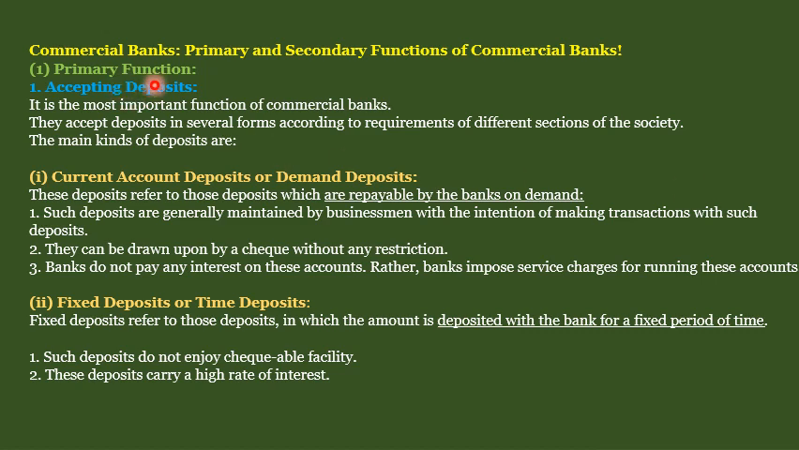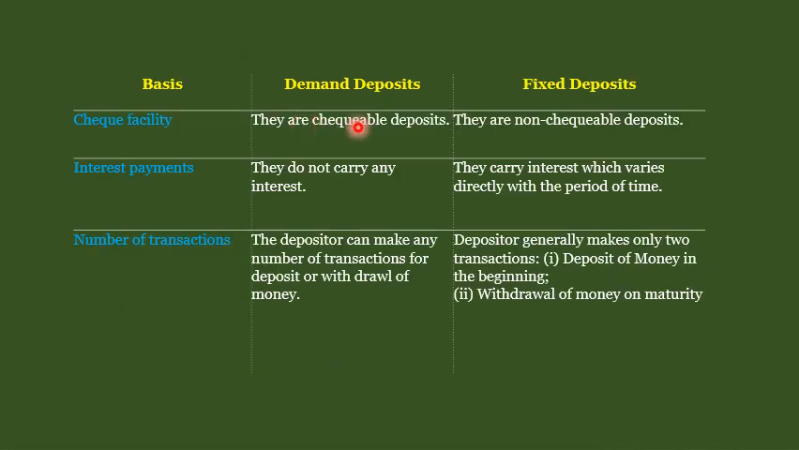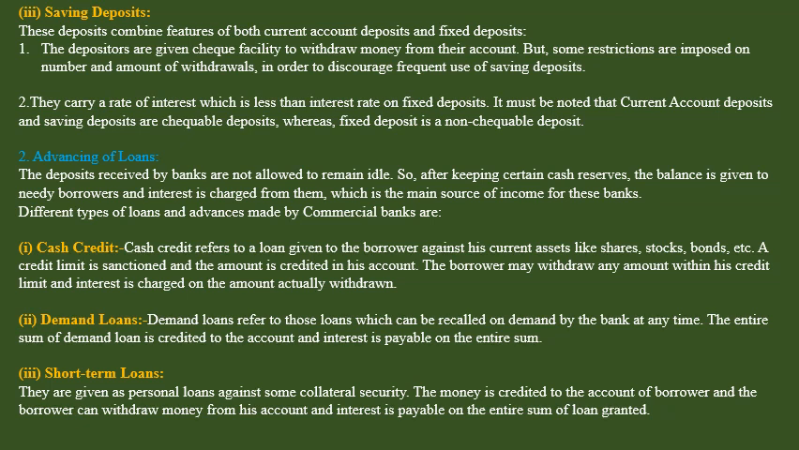The first one is the primary function, and that one is accepting deposit. Under accepting deposit, you have some deposit types, for example, the current account deposit, demand deposit, fixed deposit, and time deposit. You can pause the video and write down the notes also. Here are some questions for distinguishing, and you have an answer about the demand deposit and fixed deposit also. In our next slide, we can see the next one, that is saving deposit.